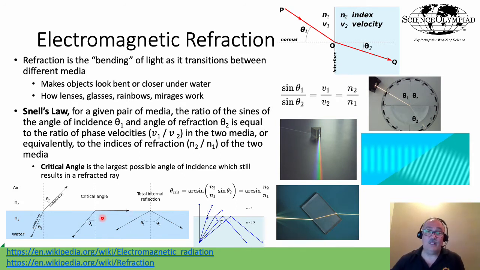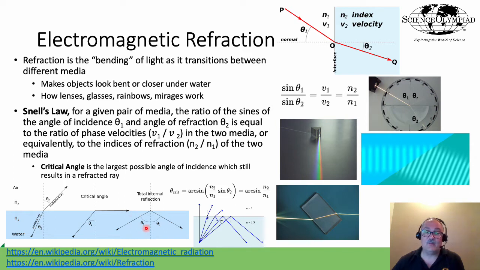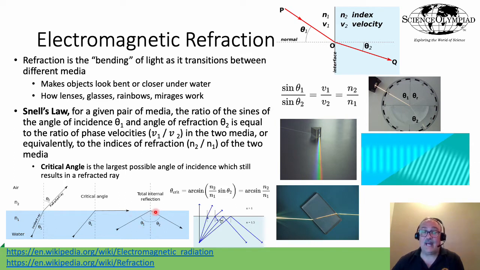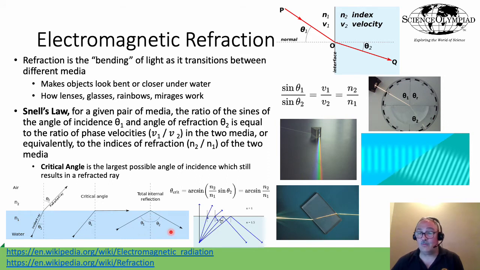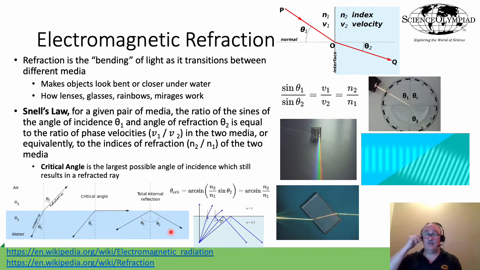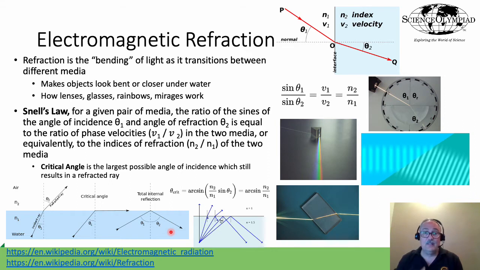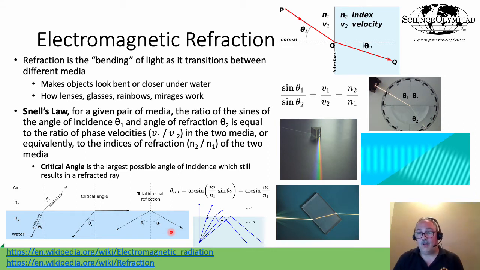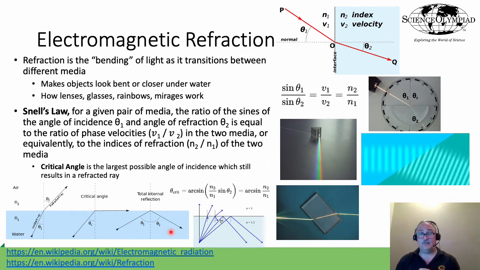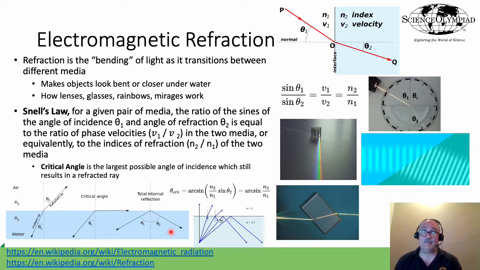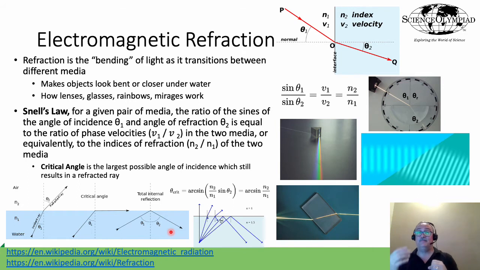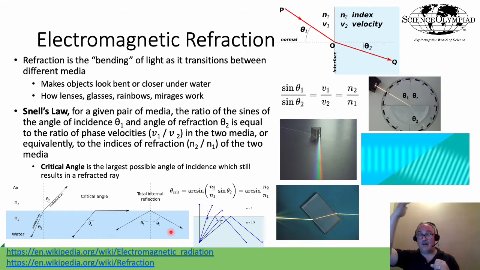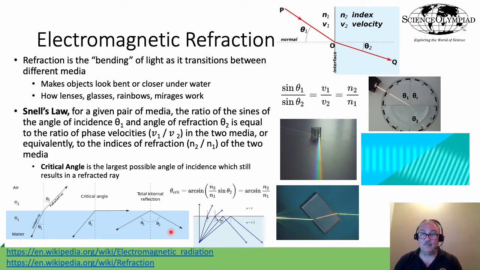And then if we keep increasing the incident wave beyond that, it actually acts as a mirror again. We now have total internal reflection, and we follow the law of reflection. So why is that important? I don't know if you've ever noticed, if you're in water and you're at the bottom of the pool and you look up at the top of the pool, you can see stuff above the water directly above you.